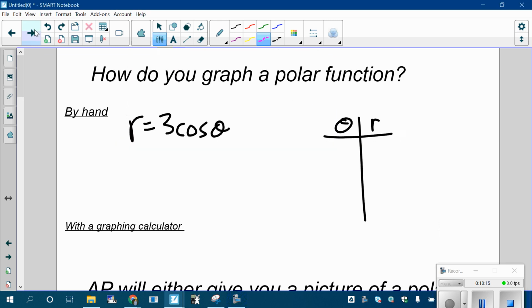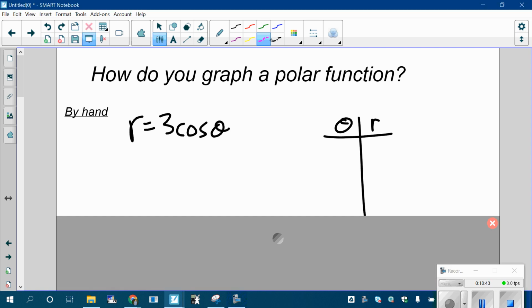Okay, let's talk about some stuff that you do kind of need to know how to do. First, how would you actually graph a polar function? Well, if you don't know what it looks like, you plug in x's and get out y's to graph a regular rectangular function. Polar functions are written r in terms of theta. So how do you graph it? You make a table, you plug in thetas, and you get out r's.